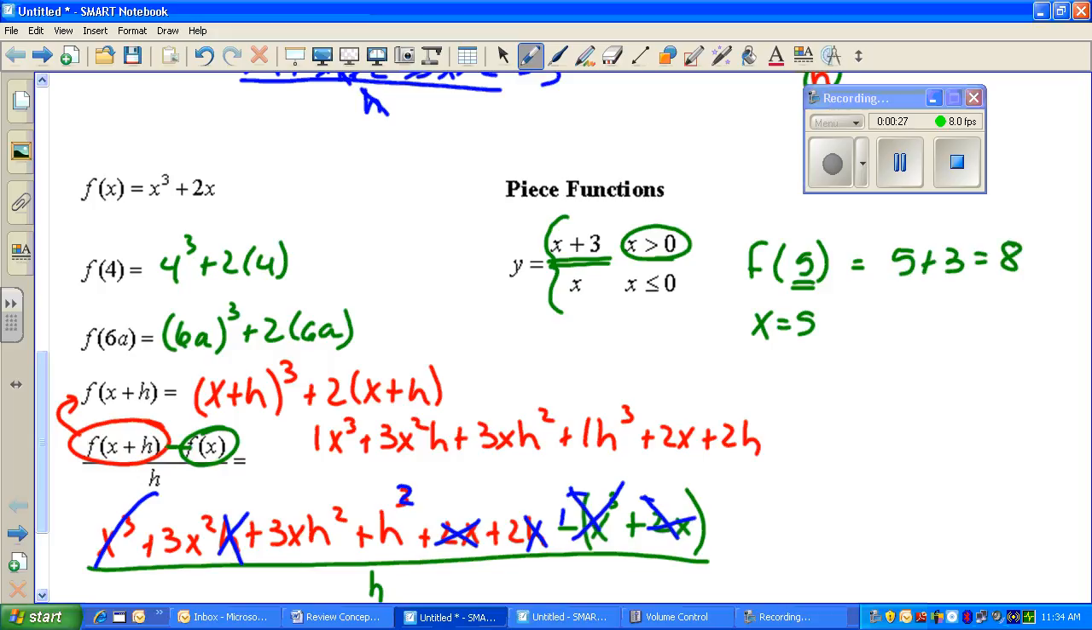If I was looking at f at negative 5, I would see that x is less than 0, and so I would be looking at only this rule of that function. That would be just x, which is just my input, negative 5. So in piecewise functions, you're looking at the pieces of the function, and the graph is different for each piece.